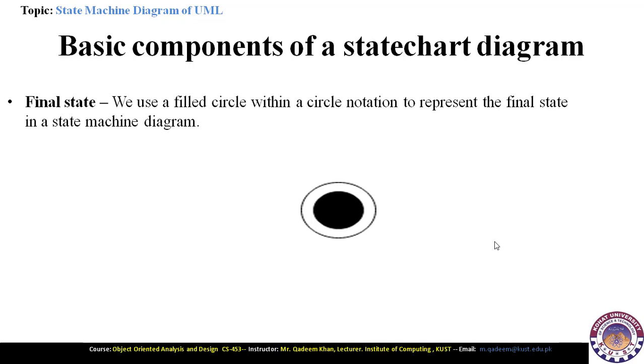And the last one is the final state. The final state is represented by a filled circle within a circle notation. This is a circle, and inside of it is a filled circle, and it represents the final state of the state machine diagram. That means it is the exit state. Again, like the start state, it is called the finishing, closed or exit state.